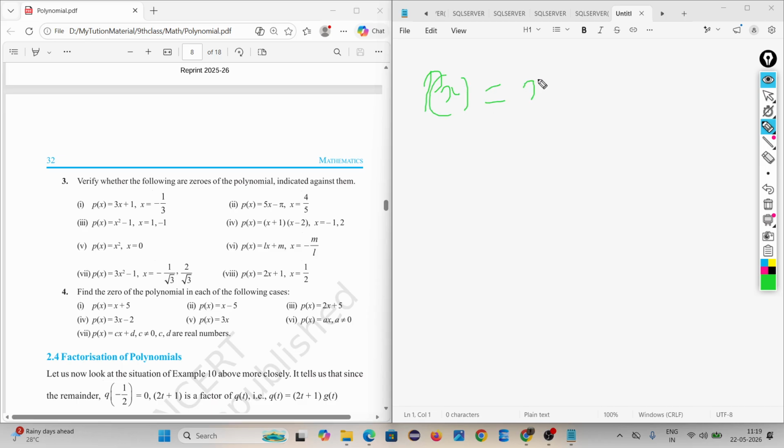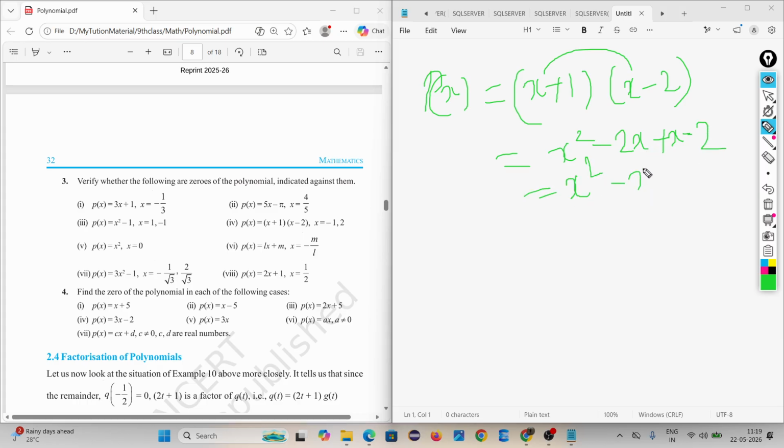P of x equal to (x plus 1)(x minus 2). First you simplify this. x into x is x square, x into minus 2 is minus 2x, 1 into x is x, 1 into minus 2 is minus 2. So x square minus 2x plus x, it will be minus x minus 2. So x square minus x minus 2.